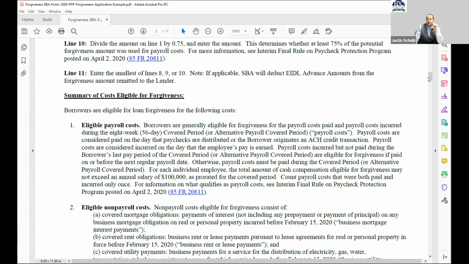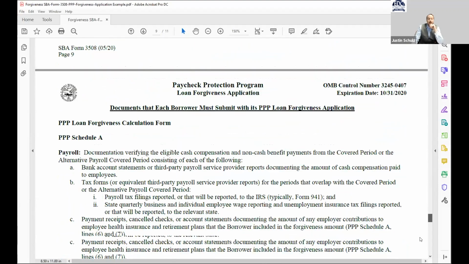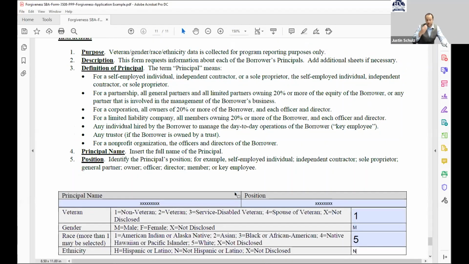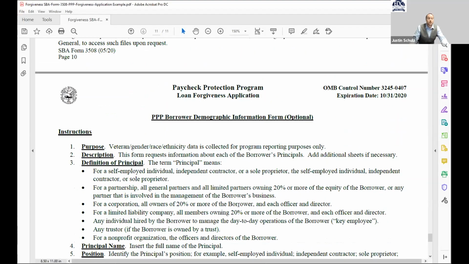Let me go to the very end. Here is the optional form. Let's go through this real quick. So all this is principal name. If it was me, it would be my name, what my position is in the company, owner, CEO, whatever that is. And then for me, I am a non-veteran. I am male. I am white, and I am not Hispanic or Latino. Once again, that is not required, but it does help the SBA to figure out where the funds are going.